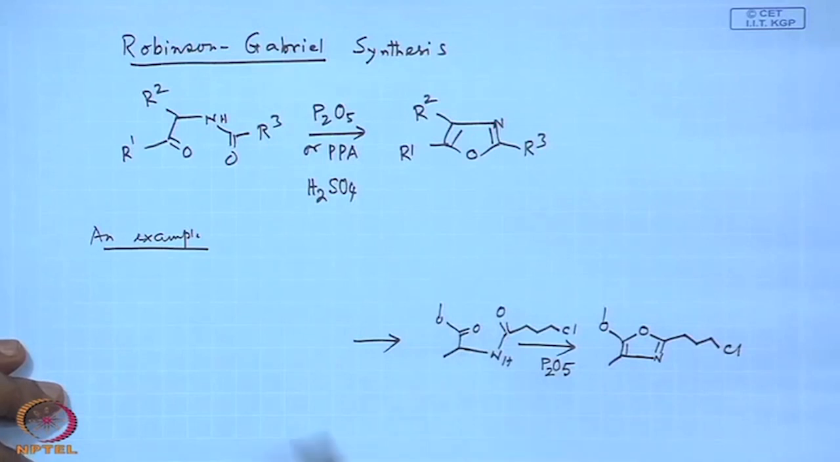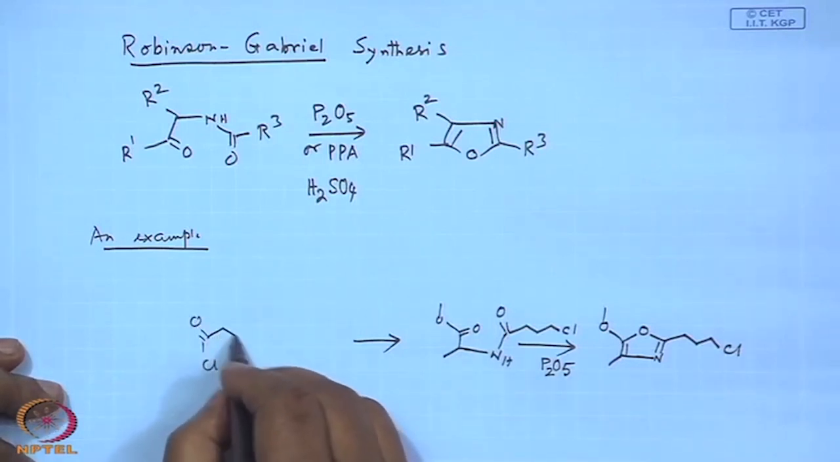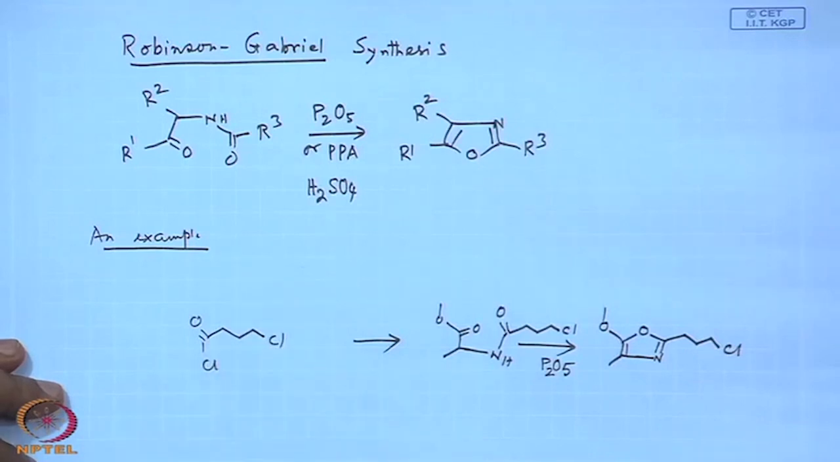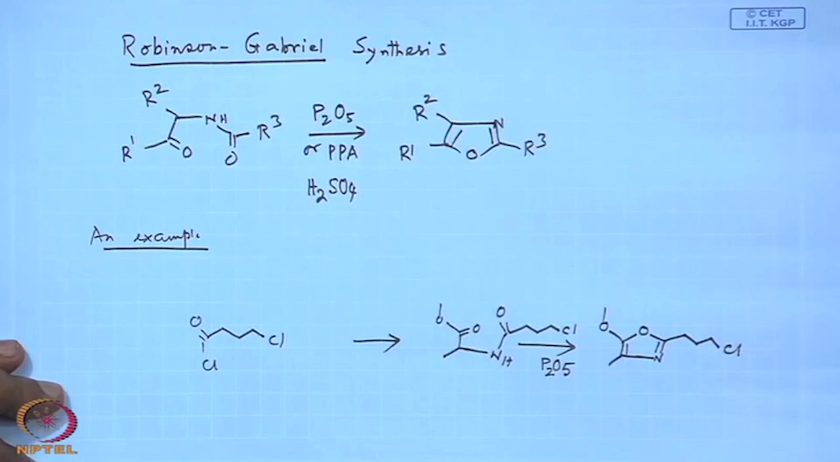If you now break open, what you will find? You will find something like this. It is a chloro acid chloride. All of us know that between the two chlorines, one is more reactive than the other. Which one? The one attached to the carbonyl. So, the acid chloride is more reactive. And the other portion, it is pretty well known to all of you, right.